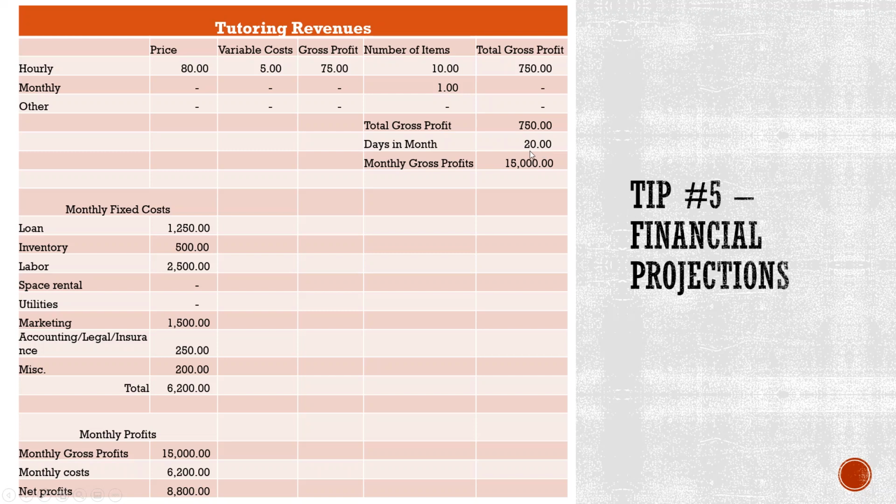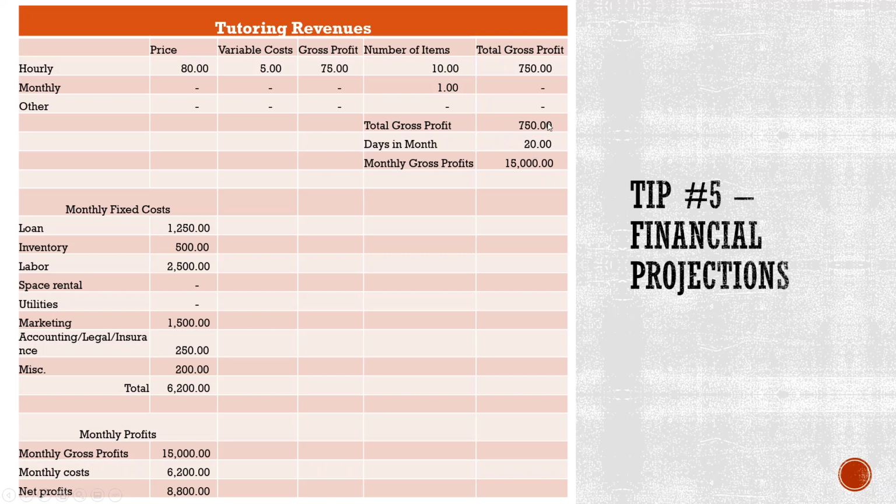Finally, what you're going to do is multiply $750, your average daily gross profits, by the number of days that you plan to work that month. In August, September, October, and November, it's going to be a lot of days. Once you get to December, and to June, July, and August, these days are going to go down. So keep that in mind.